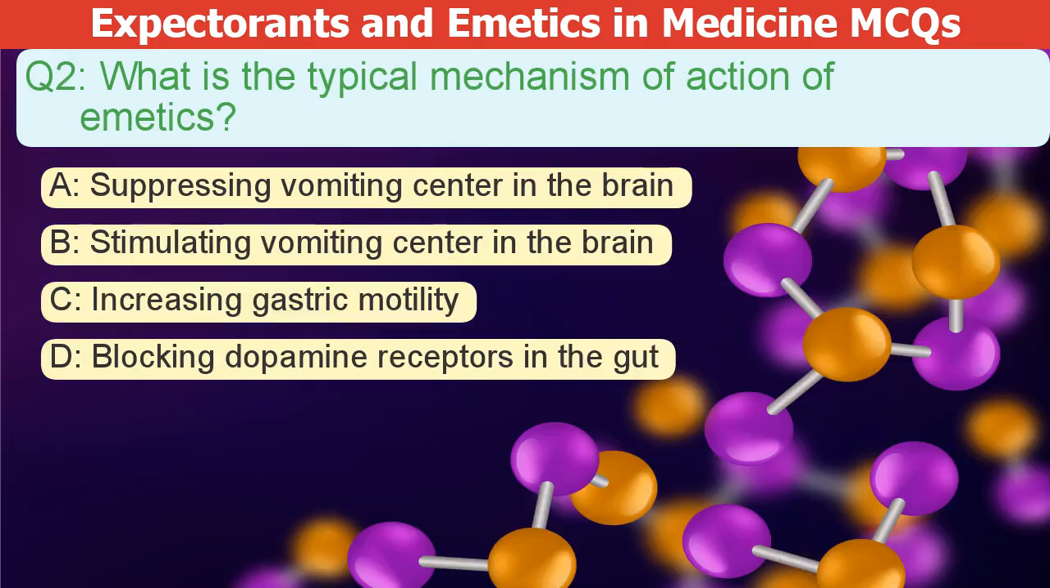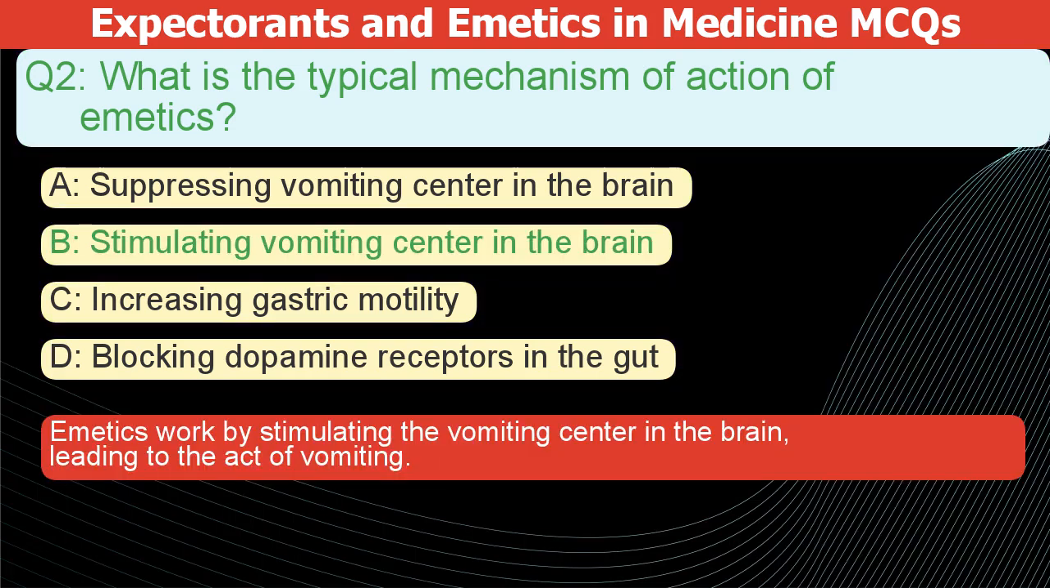What is the typical mechanism of action of emetics? A. Suppressing the vomiting center in the brain. B. Stimulating the vomiting center in the brain. C. Increasing gastric motility. D. Blocking dopamine receptors in the gut. The correct answer is B. Emetics work by stimulating the vomiting center in the brain, leading to vomiting.